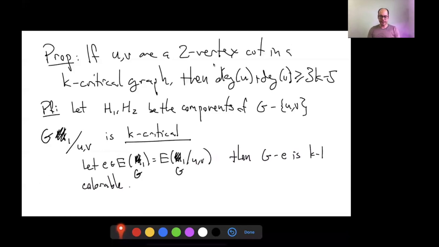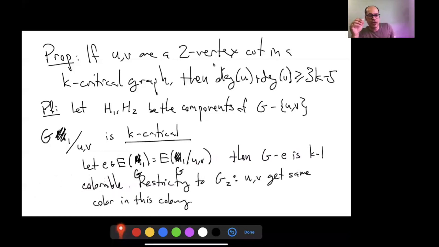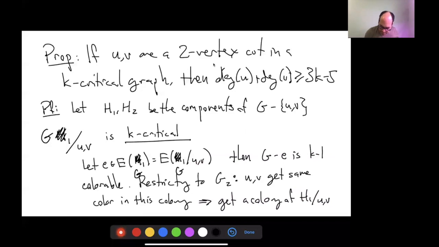Well, you know that on the one hand, G was critical. So you remove that edge and there's a k minus 1 coloring. And then you use that coloring to color G1 and G2. And what do you know? Well, if you restrict that coloring to G2, G2 had the property that whenever you k minus 1 color it, u and v get the same color. But that means in that coloring, because u and v have the same color, if I look at it over on the G1 side, I get a coloring of G mod uv.